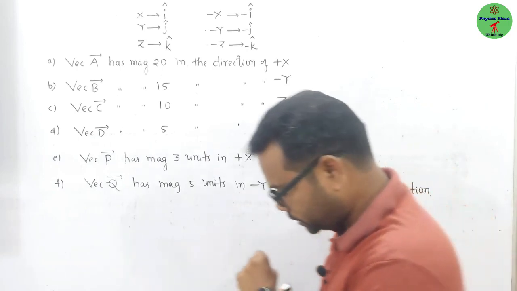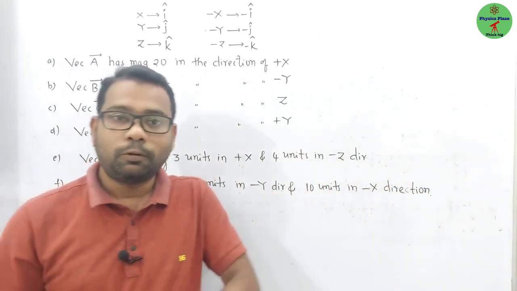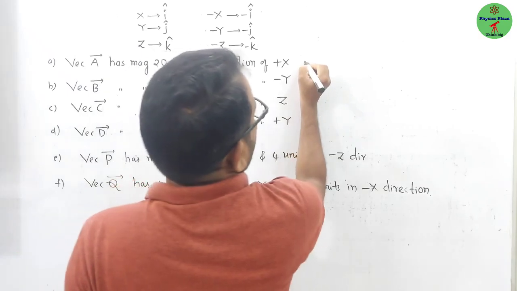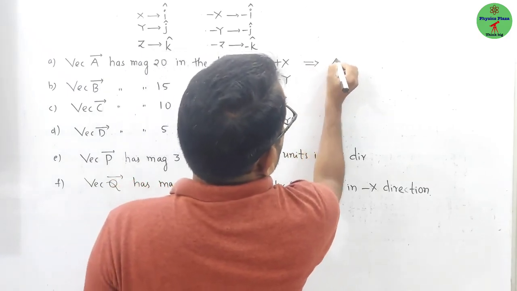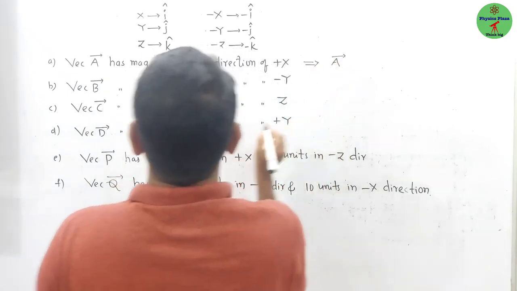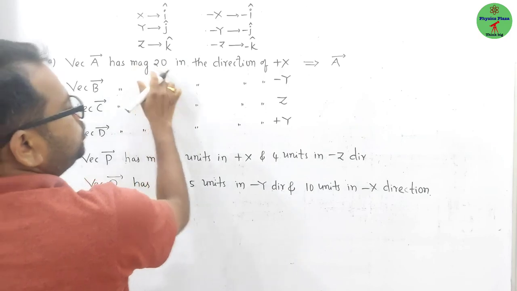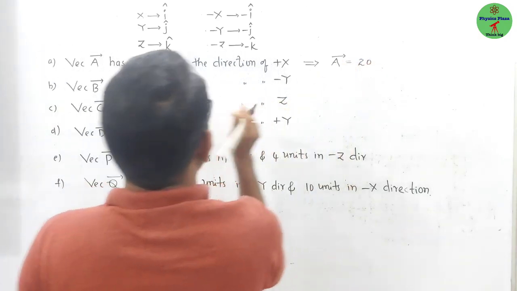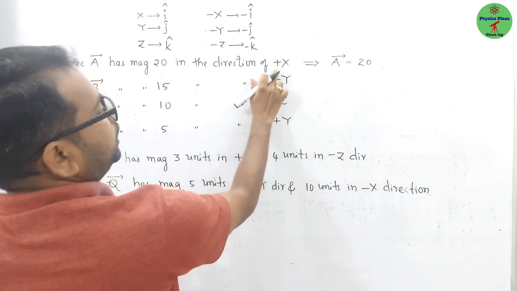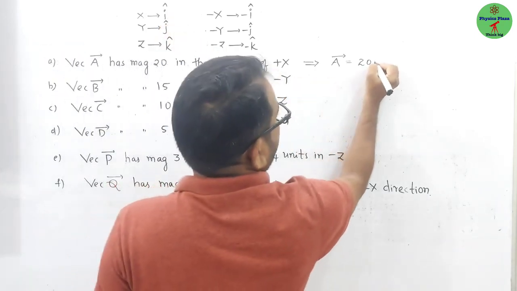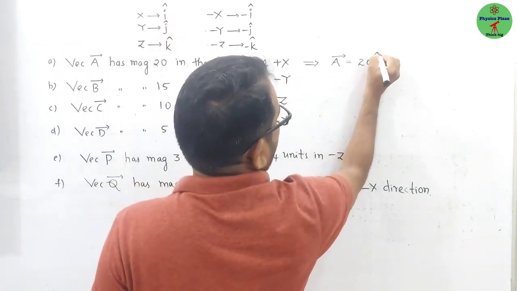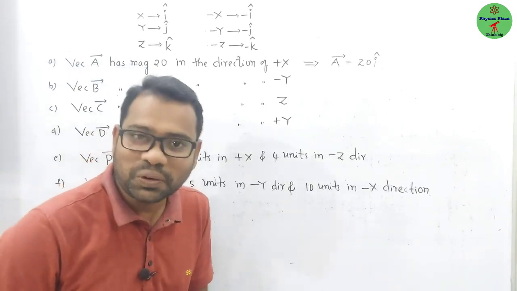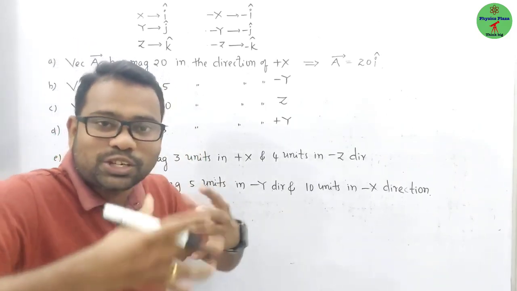Hope you have tried, got it. Okay, fine. Let me try, children. So here it is vector A. What are they saying here? Vector A has a magnitude 20. Its magnitude is 20, in the direction of plus x axis. Along the plus x axis, yes, i cap. That's it. As simple as that. Come on, children, at least can you try now? Let us try together.